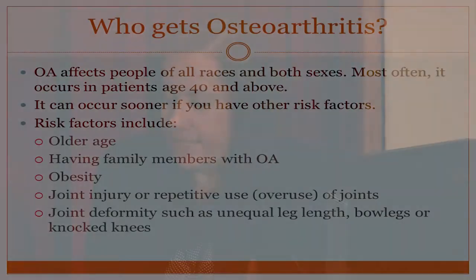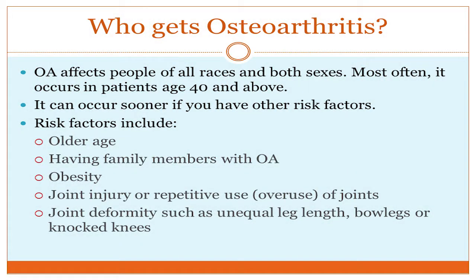So who gets osteoarthritis? Osteoarthritis affects people of all races and both sexes. Most often it occurs in people over the age of 40. It can occur sooner if you have other risk factors, for example, people that have an inflammatory condition called rheumatoid arthritis can sustain damage to the joints, leading to what is known as secondary osteoarthritis, or athletes who have had a traumatic injury to a knee or a hip, they can get osteoarthritis at younger ages.